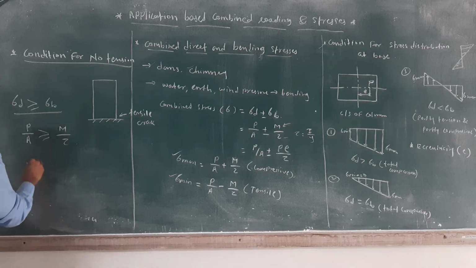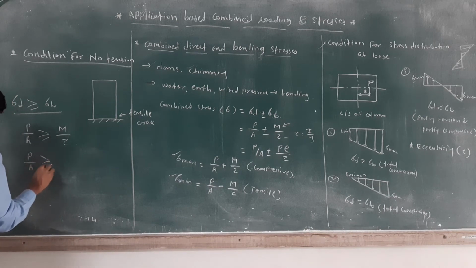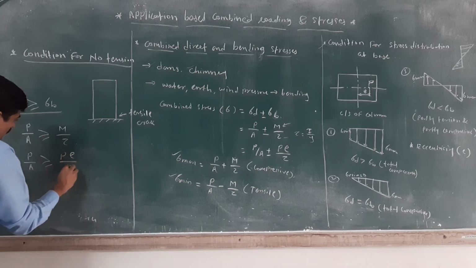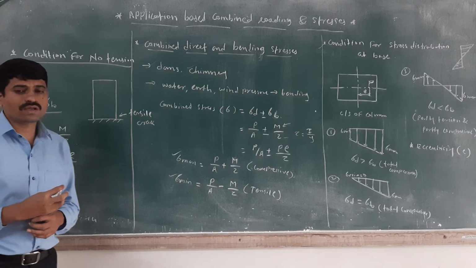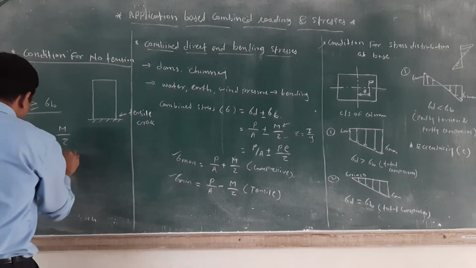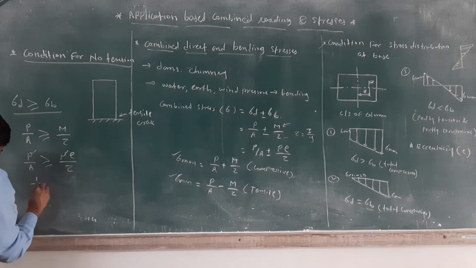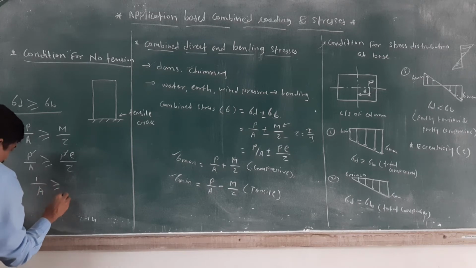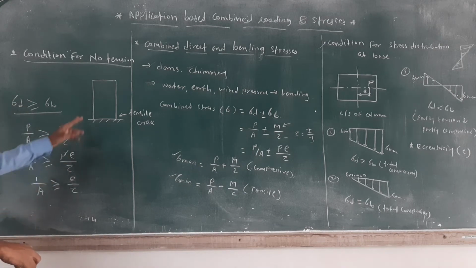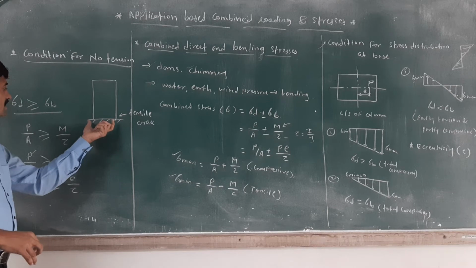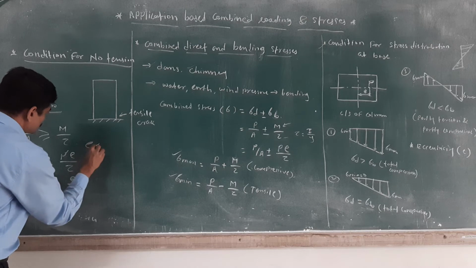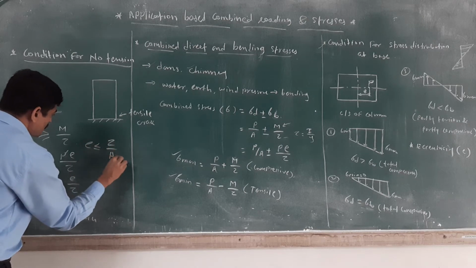Again we put here P by A is greater than or equal to M, and M means P into e, divided by Z. The P gets cancelled, and you will get 1 by A is greater than or equal to e by Z. We want to calculate the eccentricity for this column to avoid the tensile crack at the base of the column. Then we can write e is less than or equal to Z by A.